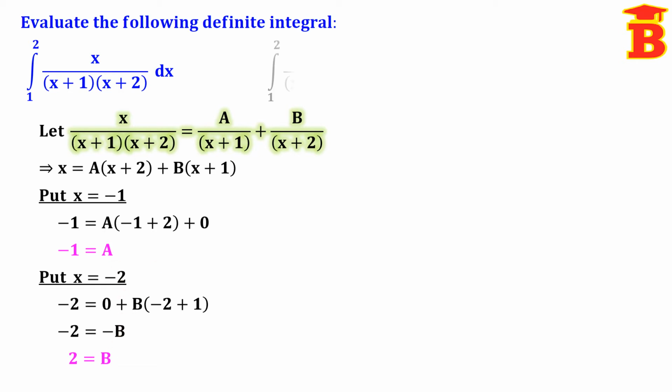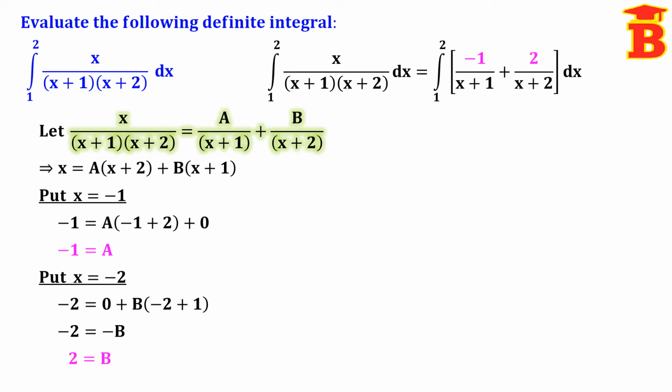So therefore the given integration can be taken like this. Integral 1 to 2 x by (x plus 1) into (x plus 2) into dx. This is the question. So this can be written like this. Integral 1 to 2 a by x plus 1, a value minus 1, plus b by x plus 2, b value 2 into dx.